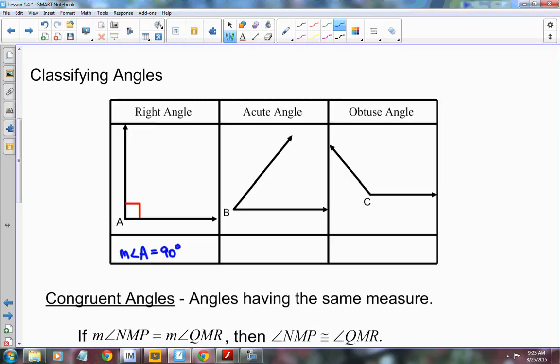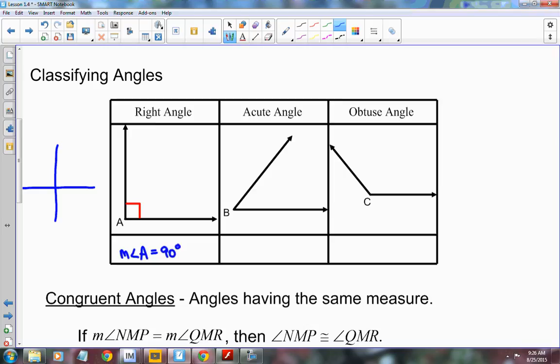When you're looking at a worksheet or a test or your homework, and you just see something like this, and you say, you know what, that looks like it's right, you can't assume that it is. You have to be told that it measures 90 degrees, or that it's right, or there has to be a red box there, or you have to be told you have perpendicular lines, in order to assume that it's right. You can't just look at something and say, that looks like it's right. That won't work, okay?